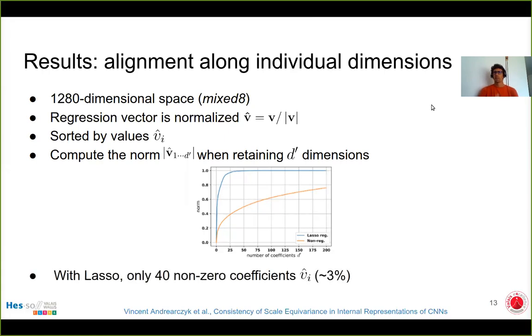We see that with lasso regularization in blue, only 40 coefficients are non-zero, and a few dimensions contain most scale information on the most left.